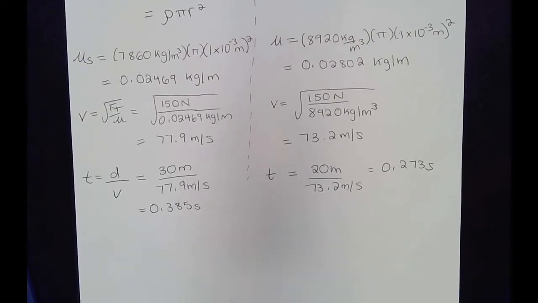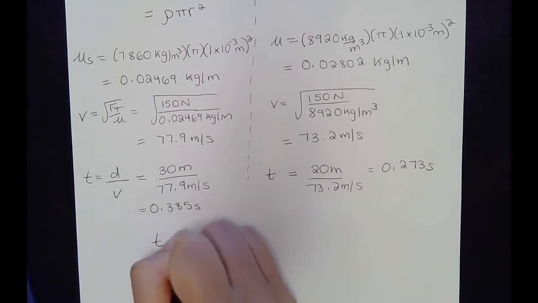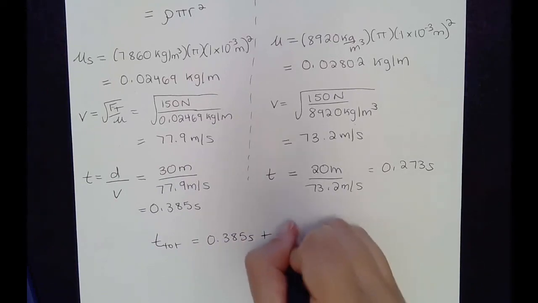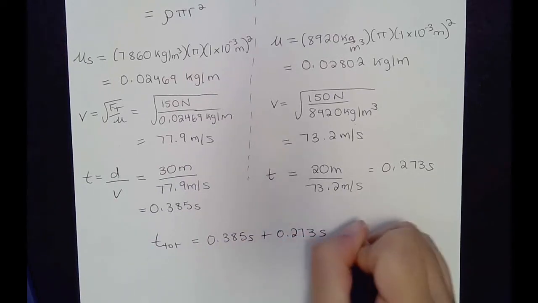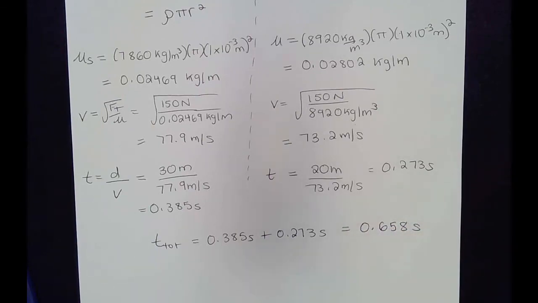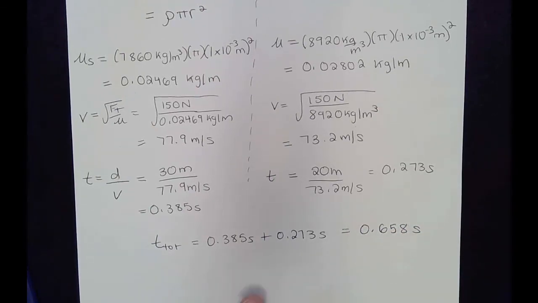And that's really done. Now we can add up to get our total time. 0.385 seconds plus 0.273 seconds gives 0.658 seconds for the time it takes the wave to travel through both pieces of the wire.